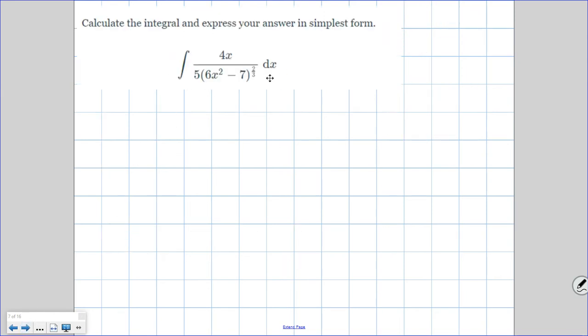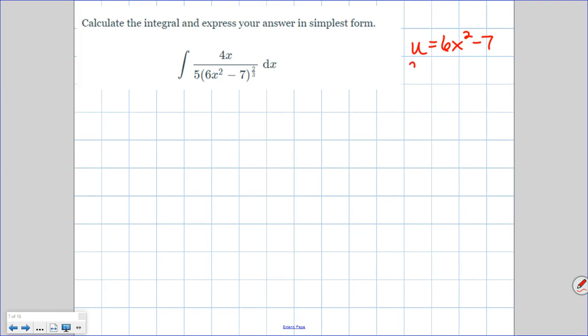Sometimes they look really scary like this. But just calm down, look and see, are there any parentheses? Yes, there are parentheses here. So let's see what happens when we let u be all of that. So let's let u equal 6x squared minus 7.